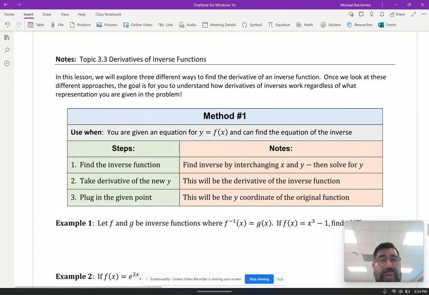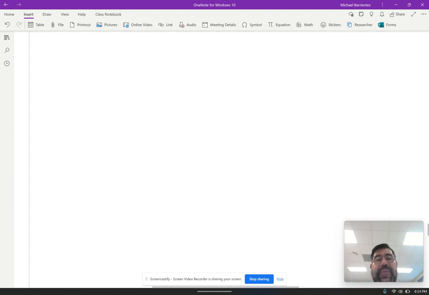Hello, good people. Welcome to video one of topic 3.3, which is finding derivatives of inverse functions. We're going to talk about three different methods that you can find derivatives of inverse functions. And then the goal is for you to figure out which one to use depending on the situation you're given.